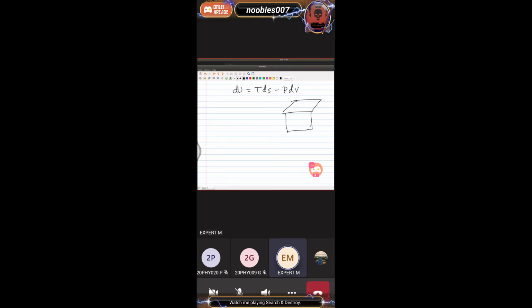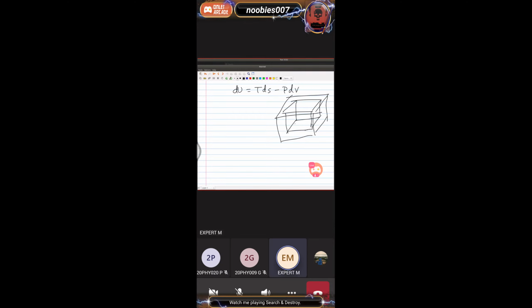If I have an ideal gas inside it and I increase the volume of the box without transferring heat or without doing anything, what should happen? Should the internal energy of the gas increase or decrease? I am not providing any heat. I am just expanding the volume. Anybody? Any intuitive idea? It may decrease.